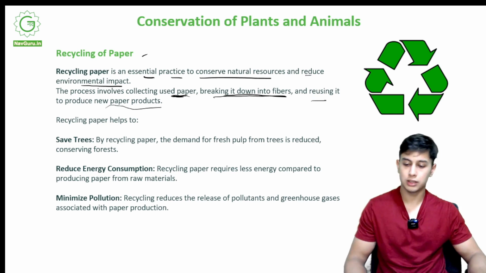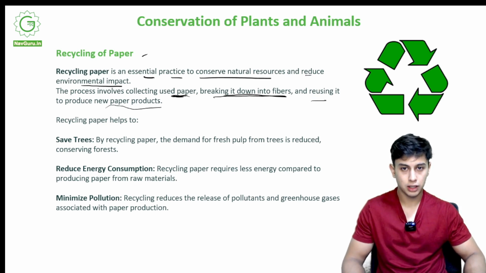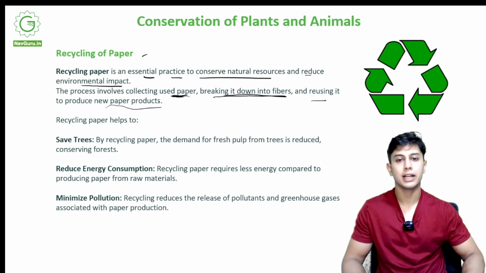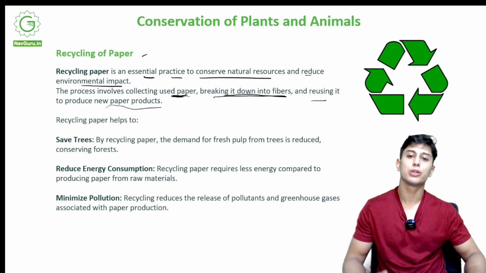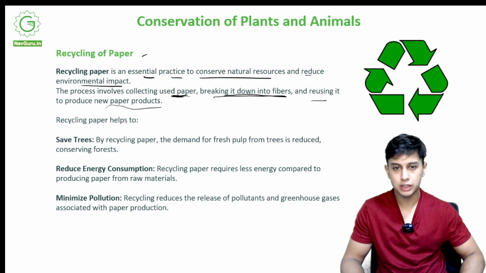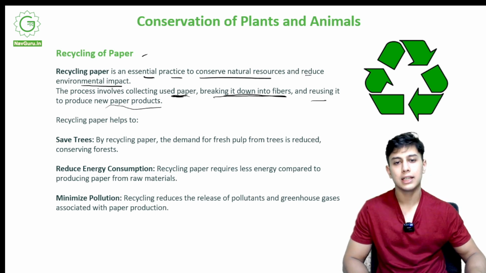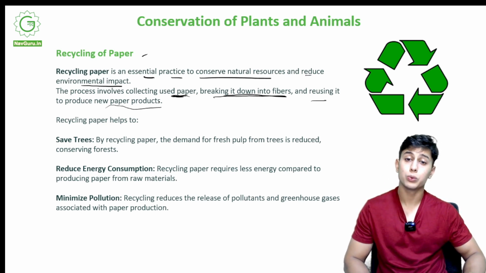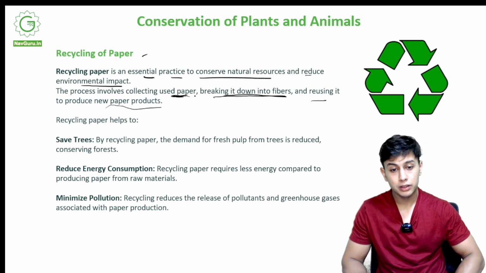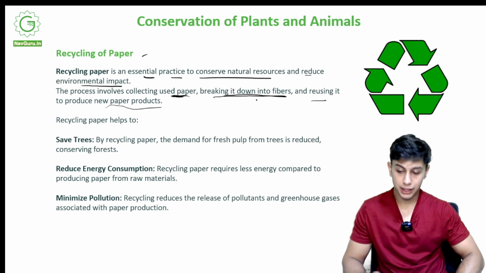So when there is a kabadi wala or a recycler that comes to your house, he takes away all those newspapers or those used papers. What do you think? Where does it go? Some might go for reselling some books, but others, that is waste paper, will be reused. It will be broken down into pieces, into fibers, and it will be reused to produce new paper products.